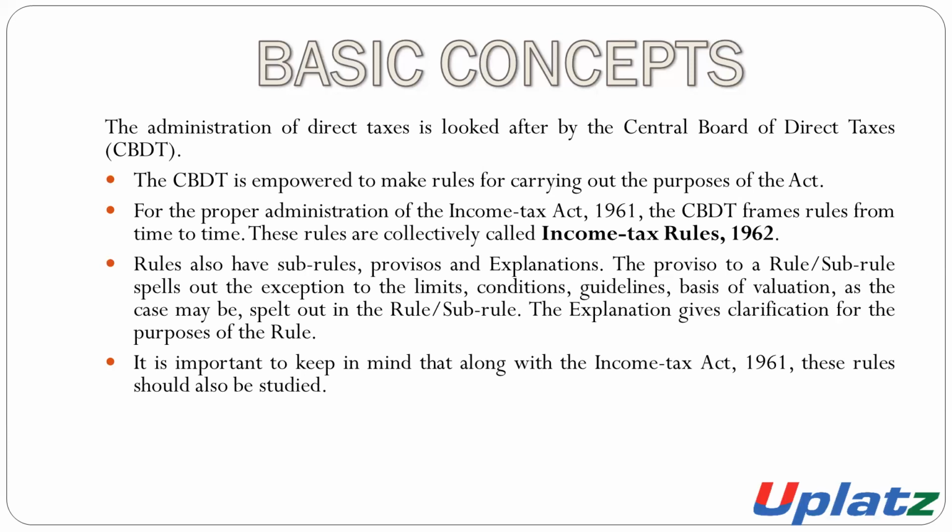So the CBDT has the power to make the rules. The central government and the state government have the power to make laws, and the CBDT, for the purpose of administration of the Income Tax Act 1961, can frame rules from time to time, and all the rules are collectively known as Income Tax Rules 1962. The rules are divided into sub-rule, proviso, and explanation, and are required to be read with the Income Tax Act 1961. So this is the Income Tax Rules 1962.